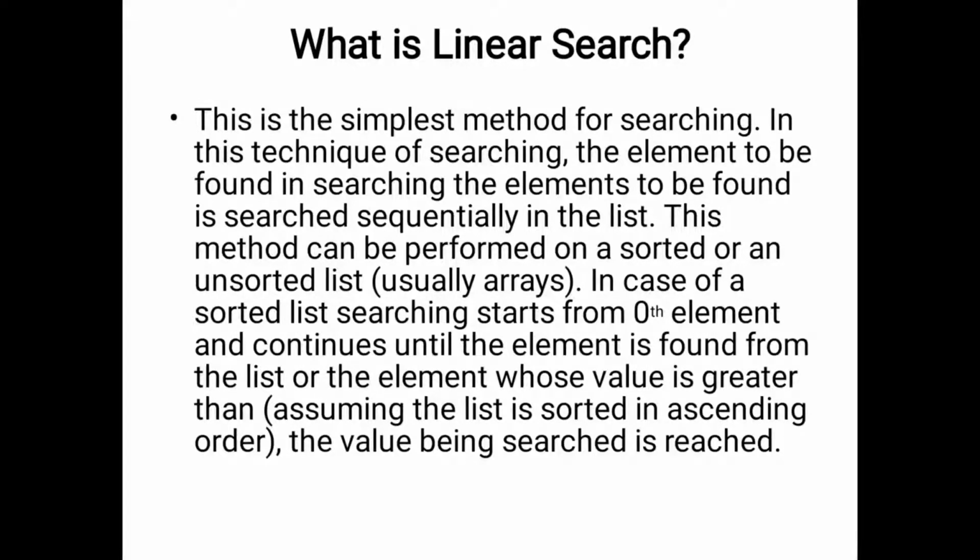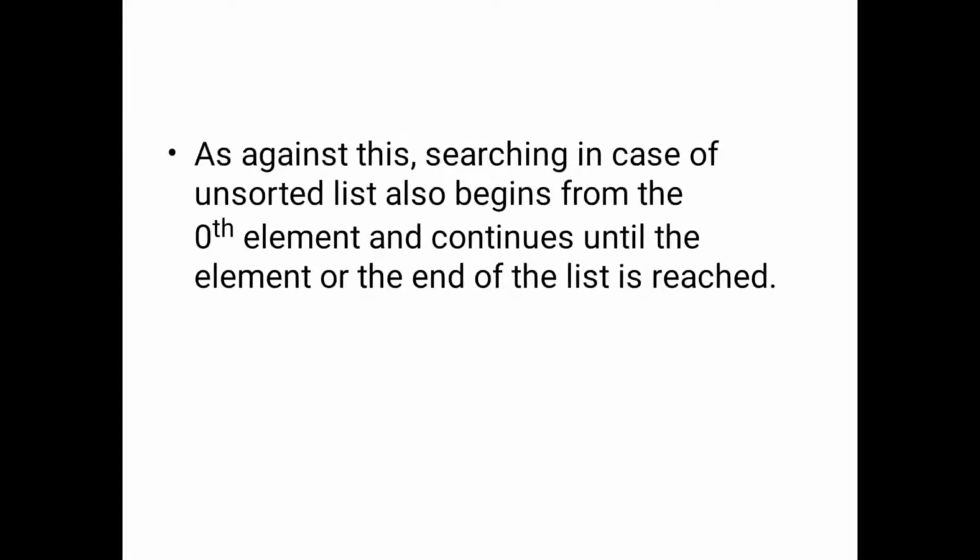In linear search, element searching will start with the 0 index. In the case of a sorted list, searching starts with the 0 index and continues until the element is found in the list of elements. That is the linear search procedure. One after the other, the elements will be searched. In the case of an unsorted list, begin with the 0 index and continue until the element is found or the end of the list is reached; it will be checked.